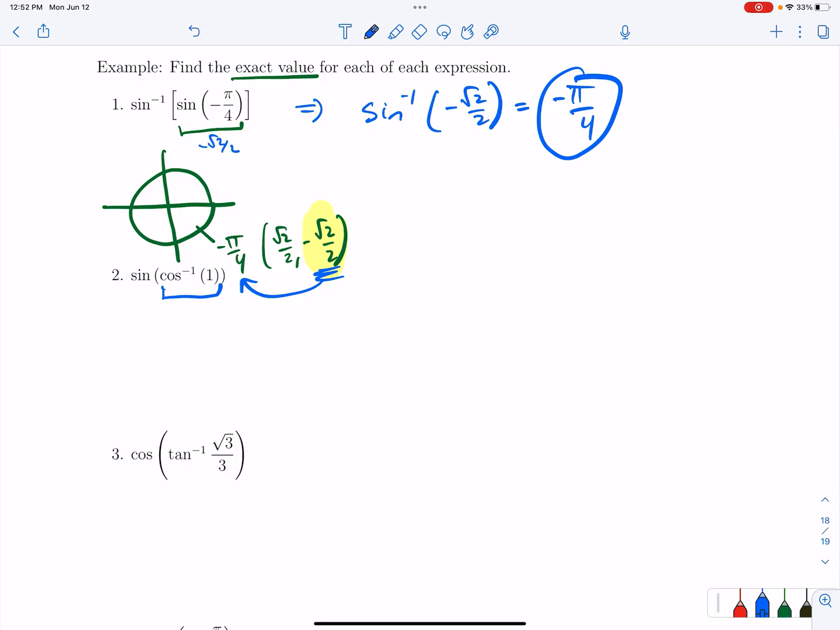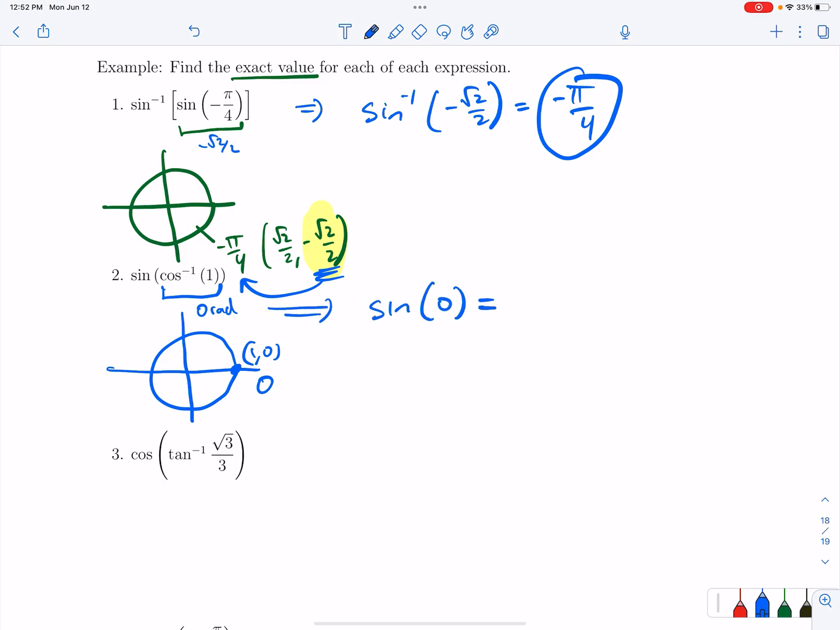All right, the second one says sine of cosine inverse of 1. So this is saying, when does cosine have a value of 1? So cosine is positive 1 right here, and that's at 0 radians. So now what we want to say is, what is the sine value at 0? Remember this is an angle, and I know it's an angle because I have a regular sine function. Angles go into regular sine functions, or any regular trig function. So when that angle is 0, what's the sine value? Well, the sine value is just 0 here. So this is 0.